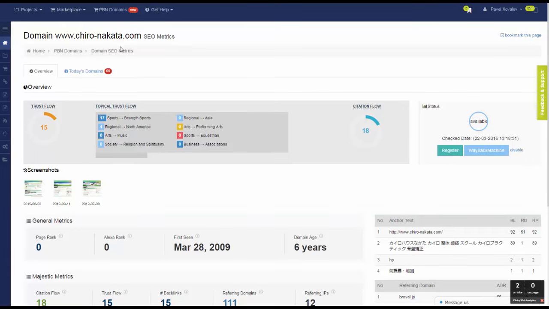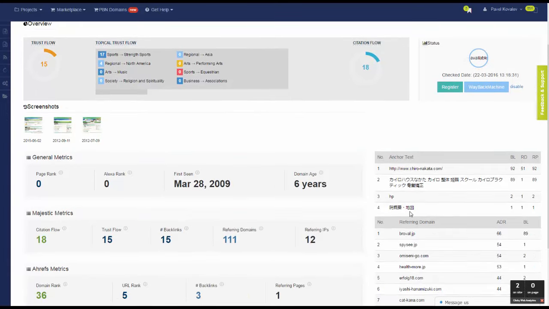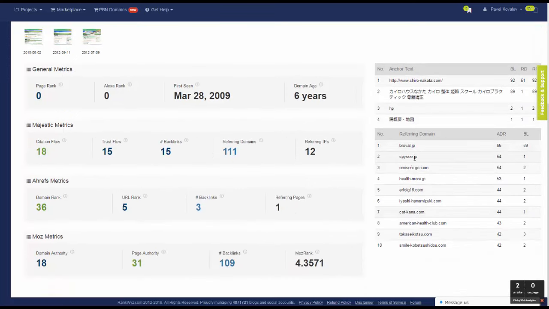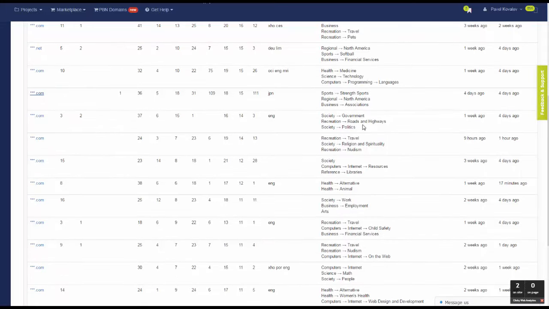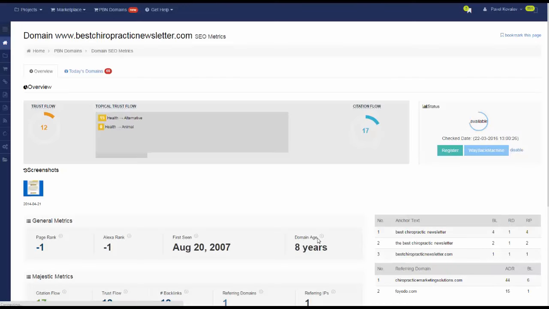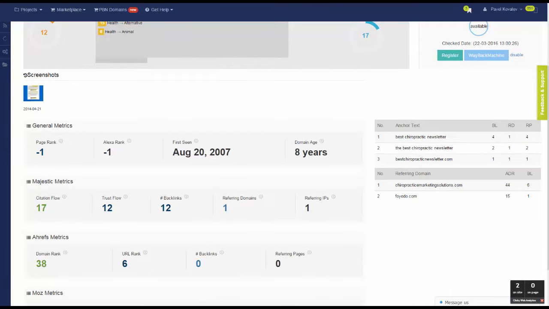Kaira Nakara, a perfect site for the Japanese PBN and chiropractor. You can see the referring domains are about half from Japanese sites. Not to say that you can't do this. It's a nice site, but it's something to take into consideration. Health alternative, English, 12, 638. Best chiropractic newsletter. It's more of a service related to chiropractic.